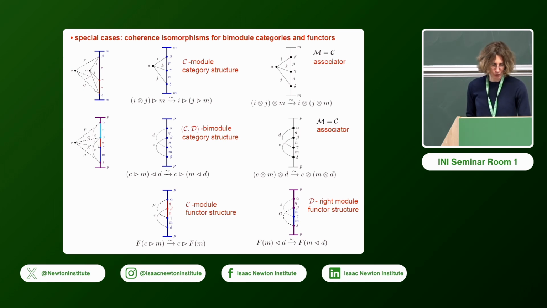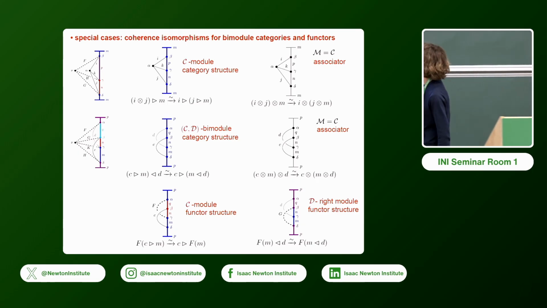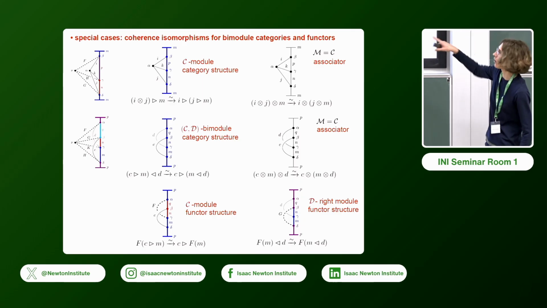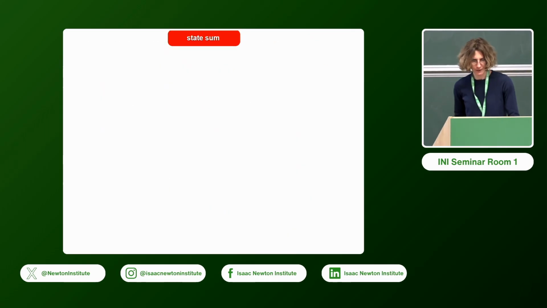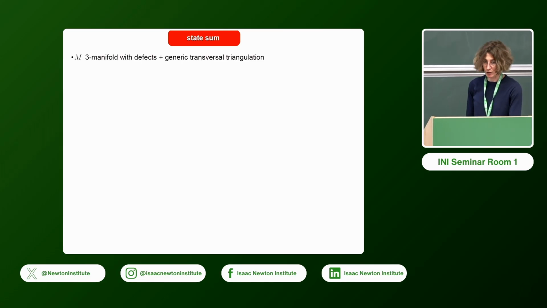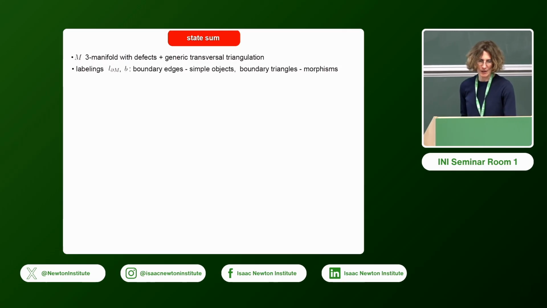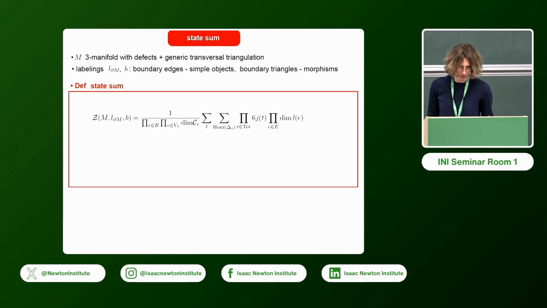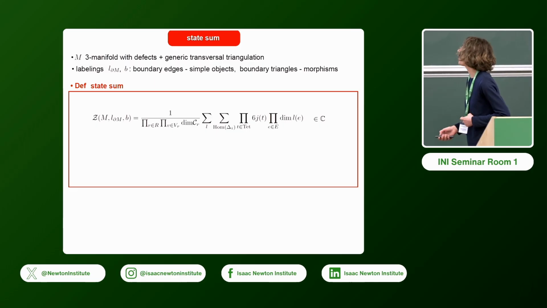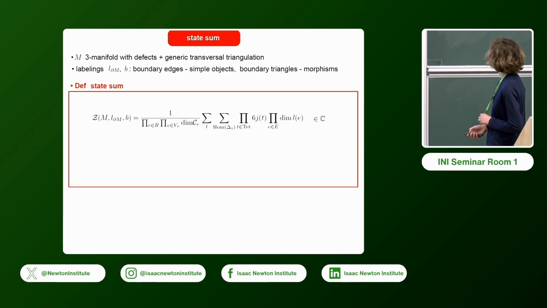Okay, and one could of course also call them generalized F matrices. And the most generalized F matrix on the left is kind of a superposition of all of those. Okay, now one can define the state sum. So we can take a 3-manifold with defects and a generic transversal triangulation, and we label them. So we label the boundary edges with simple objects and the boundary triangles with morphisms. And then we can define the state sum exactly as before. So it's a complex number that depends on all these labelings.